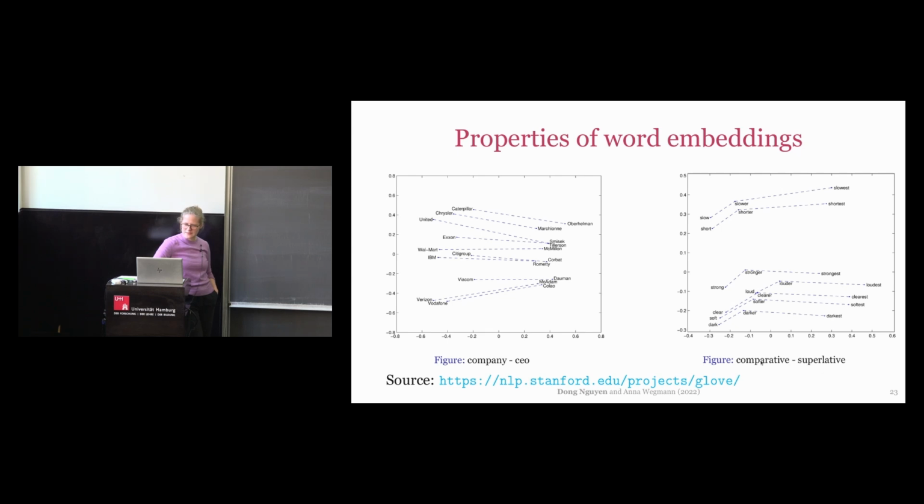Or you might have some syntactic or grammar relations that you're also representing, right? So the distance between slow and slower might be the same as between short and shorter. And that would be meaningful, right? And it turns out that this is what word embeddings can represent.